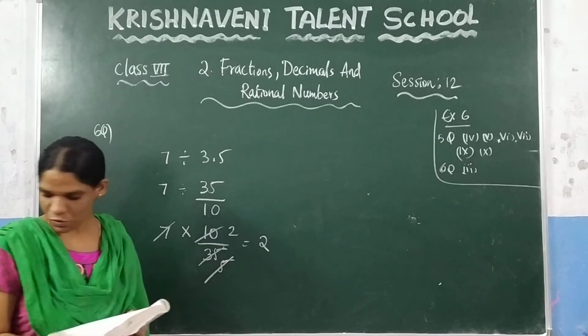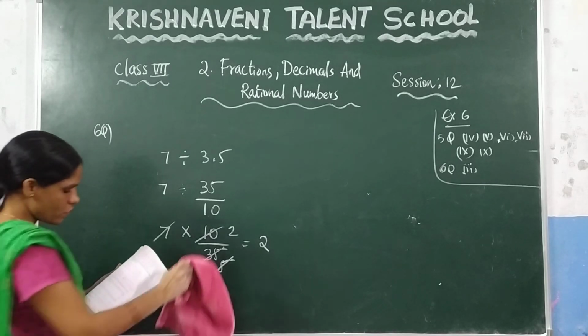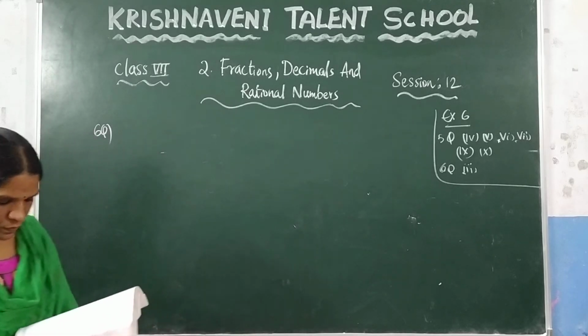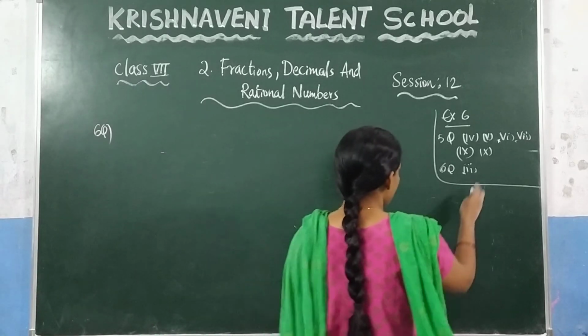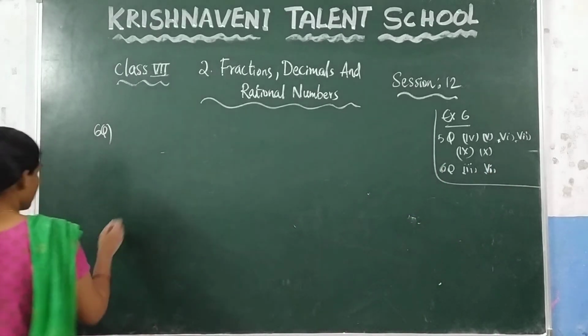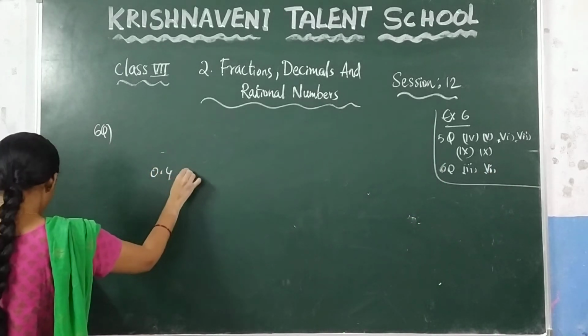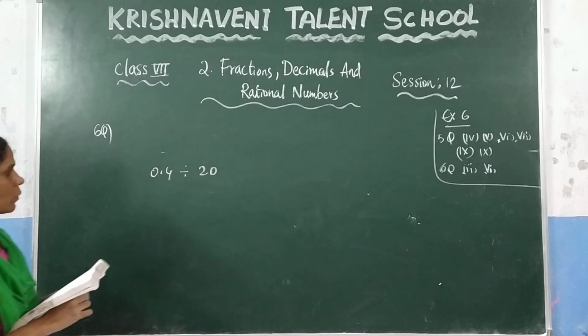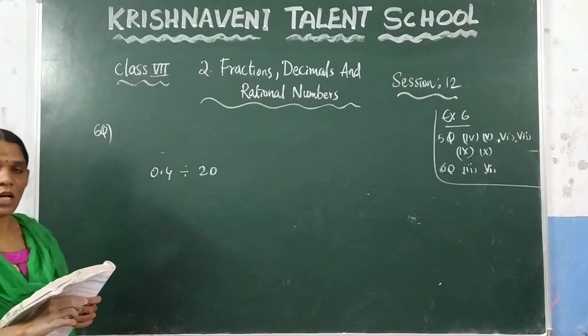Now see the next question here. The next question you can do in the same way. That one you can do as homework, which is the sixth question. Now see the last question in this problem, which is they have given 0.4 divided by 20. Again, how do you solve? Write 0.4 in the form of a fraction. How do you write?